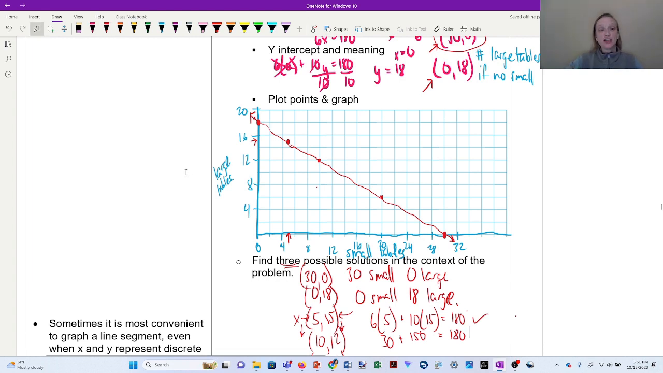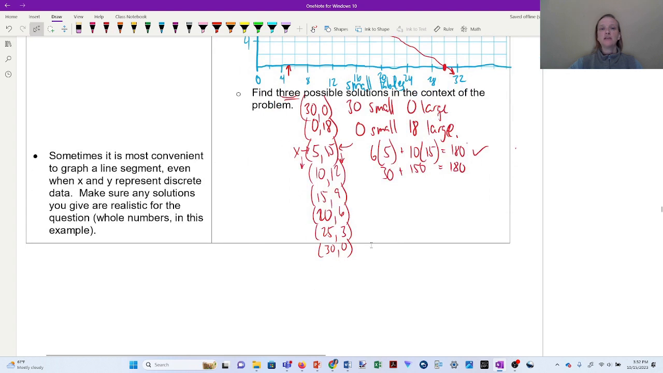One last thing to note here. This graph should technically not be drawn as a straight line. It should be drawn as discrete data points because you can't have half of a table. You can only have whole numbers of tables. And so technically this graph should be drawn as these individual data points that I've listed here.